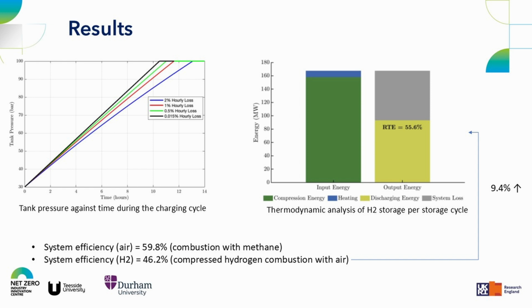What's interesting is that when we are using air in the system, the efficiency of the system is around 60%. But when we're using hydrogen in the system, it's around 46. So we have to find some way to increase the efficiency of the system with hydrogen. The reason is that for compressing hydrogen, we need more power, and hydrogen is diffusive, so storing hydrogen and keeping hydrogen in the tank requires more energy, and that's why the efficiency of the system with hydrogen is lower.